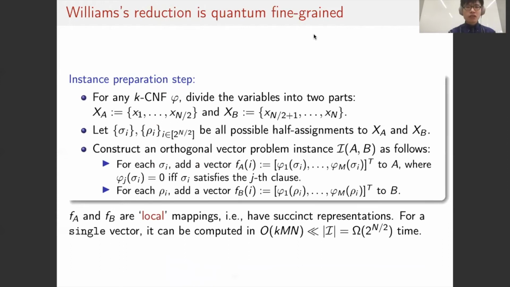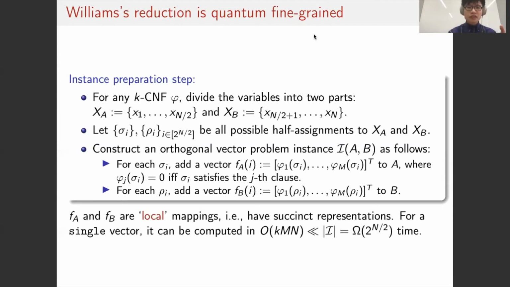So can we use the quantum fine-grained reduction to get a lower bound for the orthogonal vector problem? We know that the bottleneck of the classical fine-grained reduction is the instance preparation step, which is as follows. We divide the variables of the CNF formula into two sets, X_A and X_B, and then we consider all possible half assignments to these variables. For each half assignment, we construct a vector indicating which clauses are satisfied by this assignment.